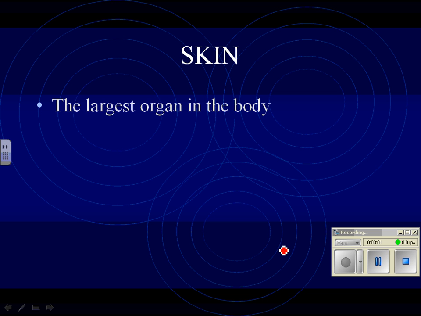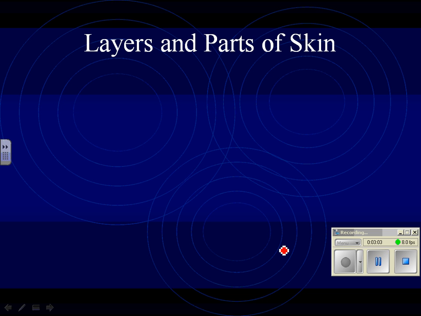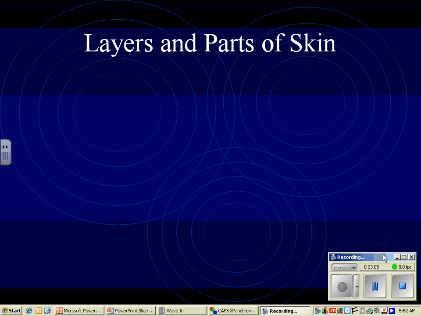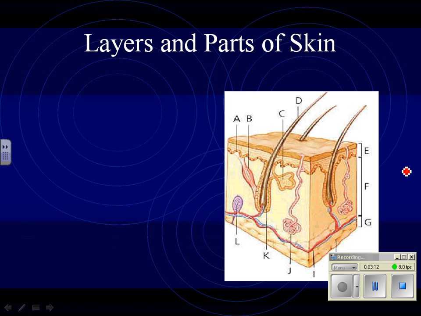But skin is the largest organ, by surface area and mass. So let's take a look at some of the parts of skin and what they do. Okay? And we'll do that with a diagram. We usually use diagrams in this class for things like this. This is a simplified diagram. Your book has a much more complicated diagram of the same kind of thing. I like the simplified version because it makes it a little bit easier to see.